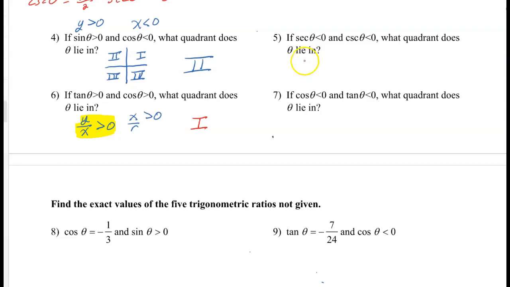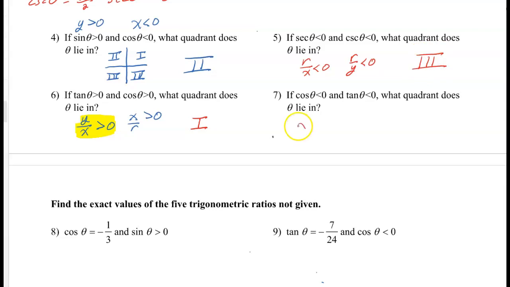So for problem number 5, this is saying r over x is less than 0, which is really simply saying x is less than 0. And then cosecant is less than 0, so r over y is less than 0, which is really saying y is less than 0. So where is the x less than 0 and the y less than 0? You have to be in quadrant 3.